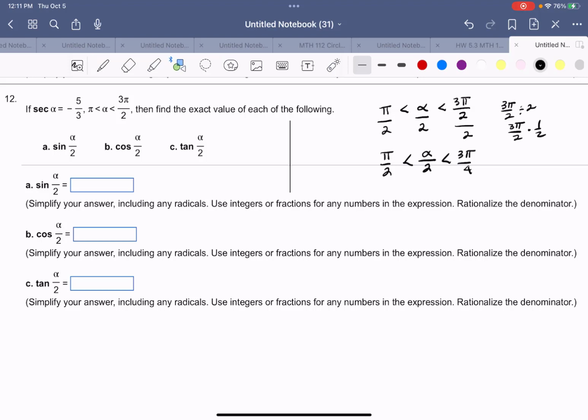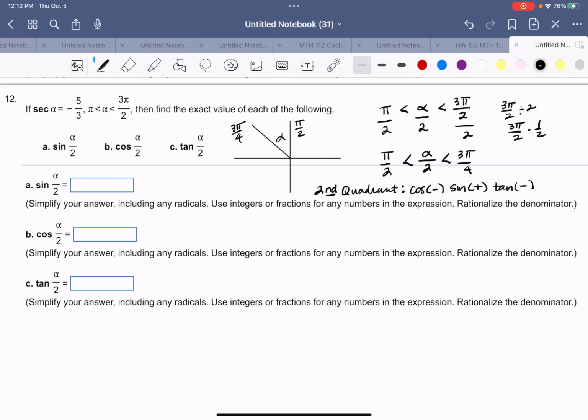So let's figure out what our signs are going to be. If alpha over 2 is between pi over 2 and 3 pi over 4, it's going to be in the second quadrant. So in the second quadrant, we have cosine negative, sine positive, tangent negative. So we'll know which sign to use on our formula.